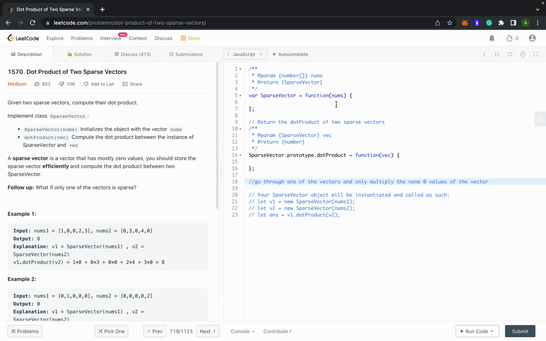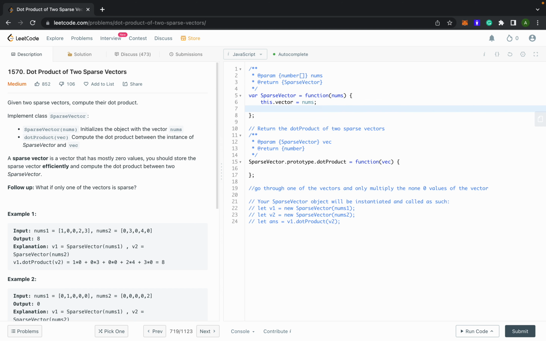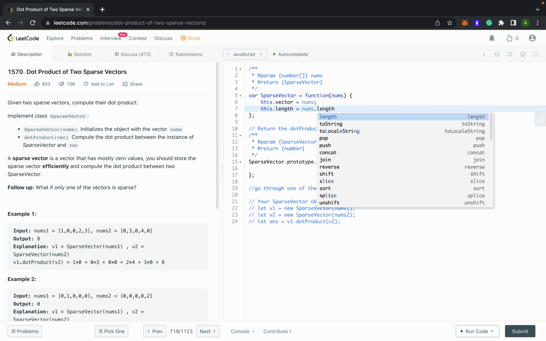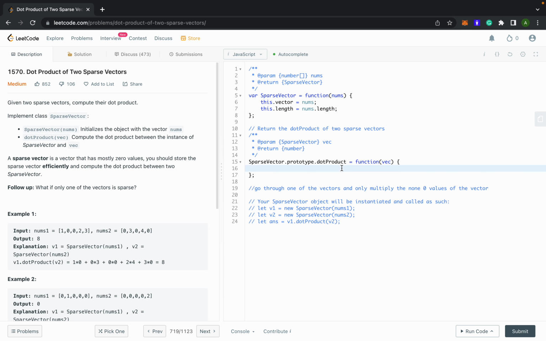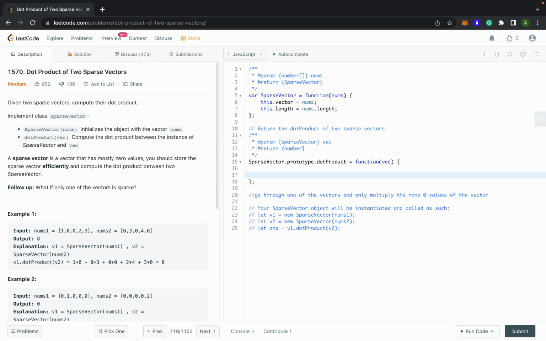So first I need to create a class, which I'm going to just call the vector, and that's going to be equal to nums, and maybe I should just have the length, which I'm going to call nums.length. All right, so when I get v2, I'm going to be getting the vector. That's this, right? Okay.